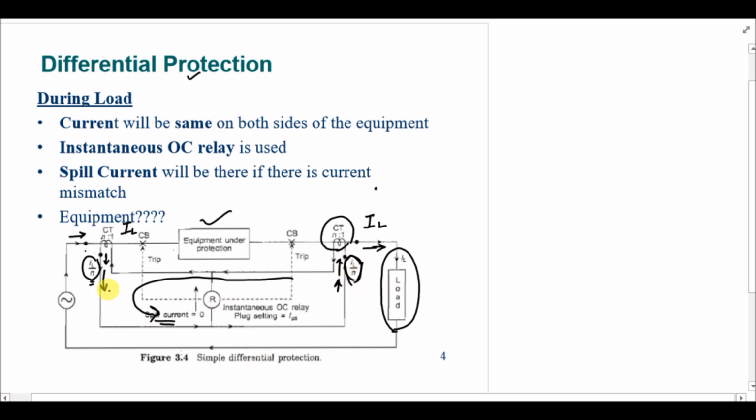So if the same current is flowing in this branch and the same current is flowing in this branch, it means that there is no current that is flowing through this portion of the circuit, so the relay will not have any current flowing through it. So in case of load, we don't have any spill current in the system, so the relay will not operate, because the spill current should be greater than the plug setting of the overcurrent relay, which is not happening in this case, so the relay will not operate.